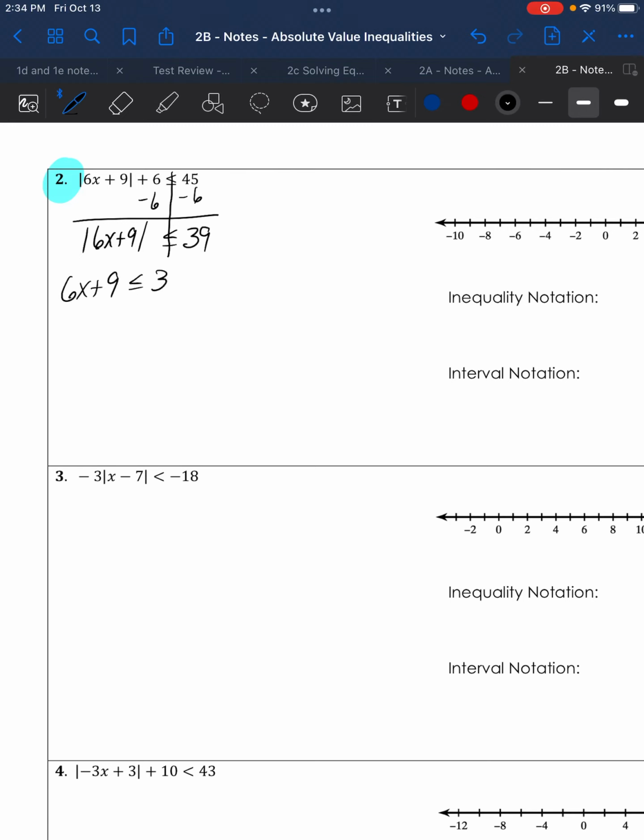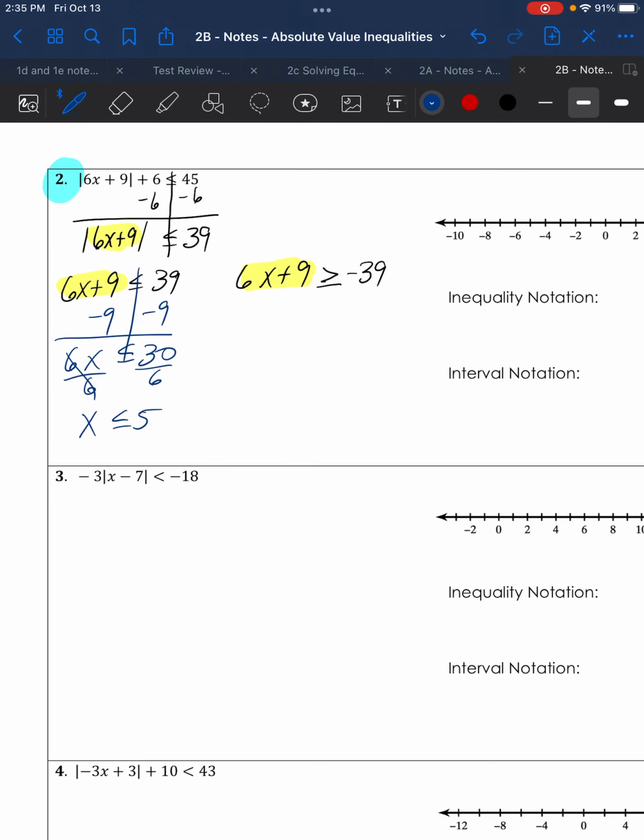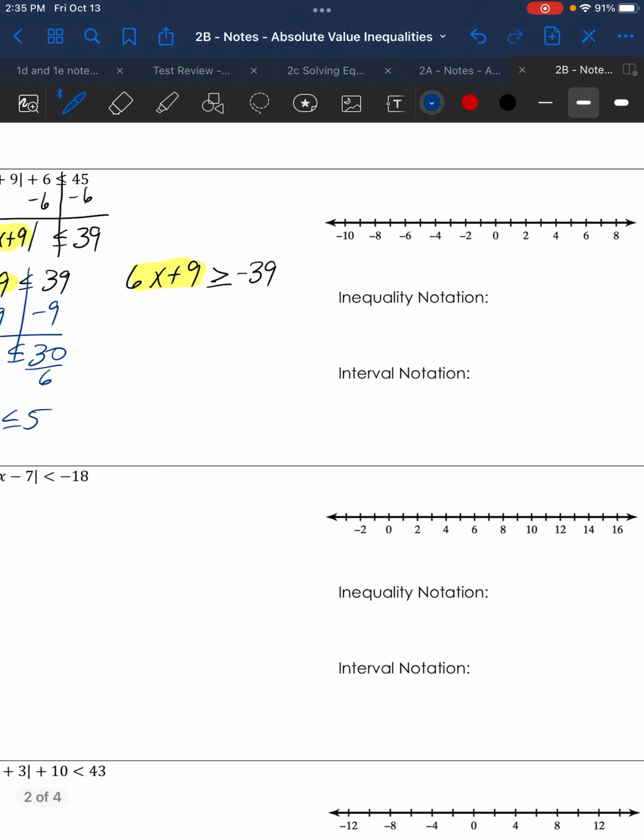So 6x plus 9 less than or equal to 39, and 6x plus 9, so you notice that it's always the same, is greater than or equal to -39. So I switched the inequality, switched the sign from positive to negative. And let's solve each. So -9, -9. 6x is less than or equal to 30. Divide by 6, divide by 6. We get x is less than or equal to 5.